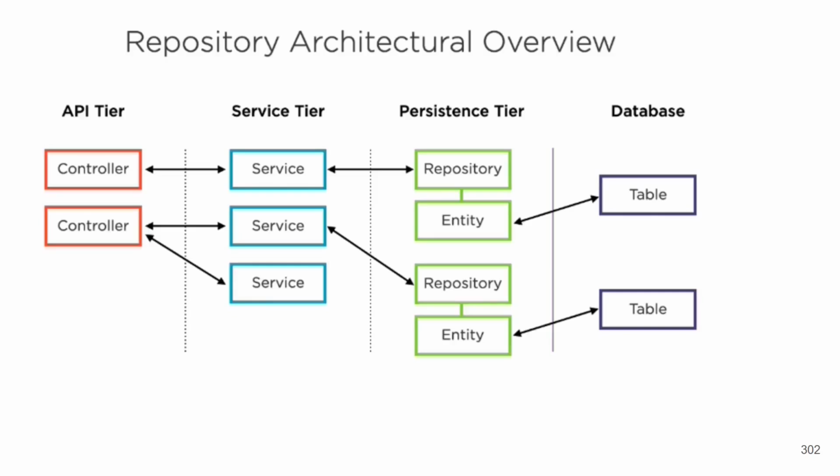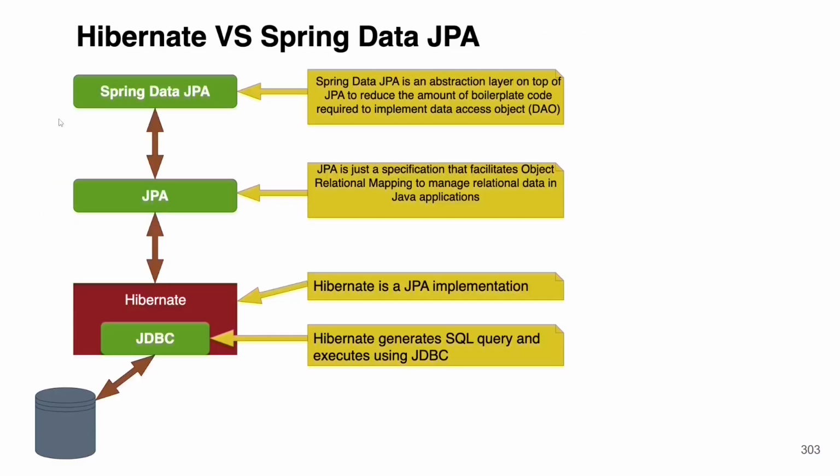This is what the JPA repository architecture looks like. We have our API controllers that in turn talk to the service layer. These in turn talk to the repository and entities, and these are mapped to our tables. Another view, Spring Data JPA.